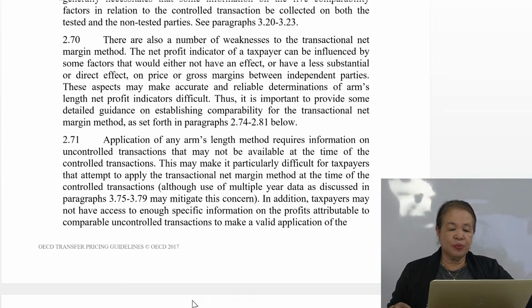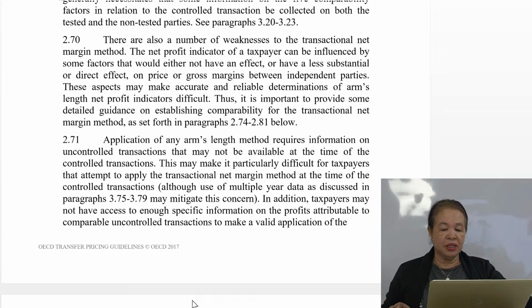So in addition, taxpayers may not have access to enough specific information on the profits attributable to comparable and controlled transactions to make a valid application of the method. No? So kulang yung information. It also may be difficult to ascertain revenue and operating expenses related to the controlled transactions to establish the net profit indicator used as the profit measure for the transactions. No? So, since net margin yan, so net profit indicator yung gagamitin mo as a profit measure for the transactions.